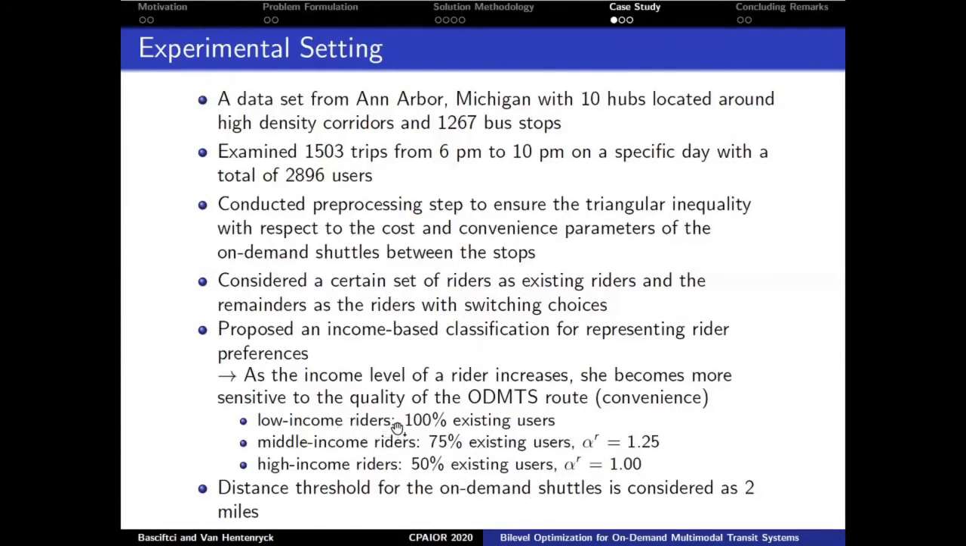Which is why we consider all of the low income users as existing. However, for the other two classes, we consider a certain set of them as the riders with choice, with these parameters. We further consider a distance threshold for the on-demand shuttles of 2 miles.